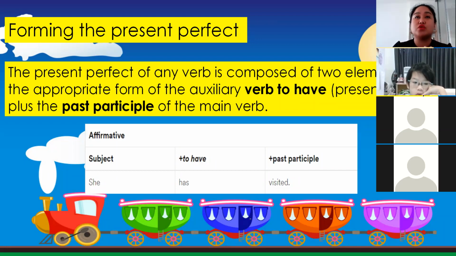And then there is also what we call past participle, v3, your verb 3. For example, the present simple is eat. Your verb 2 is ate, while your verb 3 is eaten. No? Verb 3 is what we call past participle also.